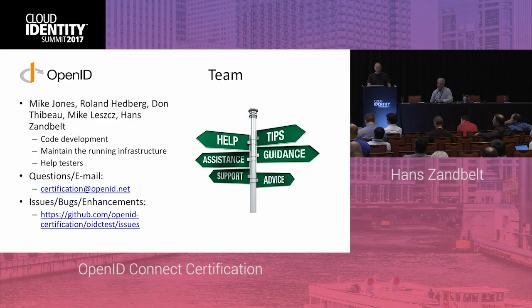So I think I'm almost through already. The team that runs this program is made up of 1, 2, 3, 4, 5, 6, and now 7 people together with Philippe. We do the code development, we maintain the running infrastructure, and we help out people if they have any questions about this. You can also reach out to certification at openid.net if you want to get started with this, or if you want to submit your certification.